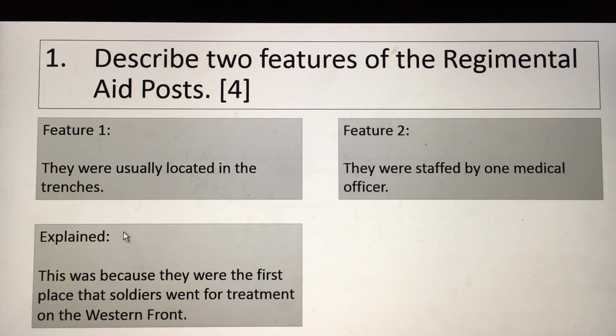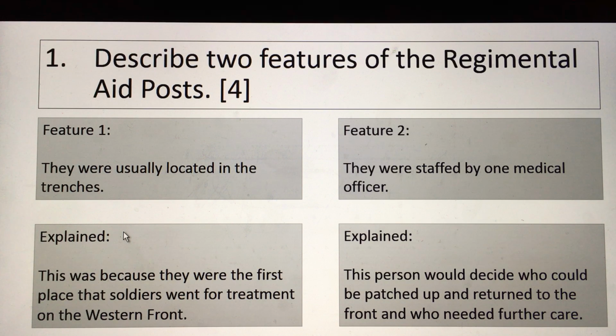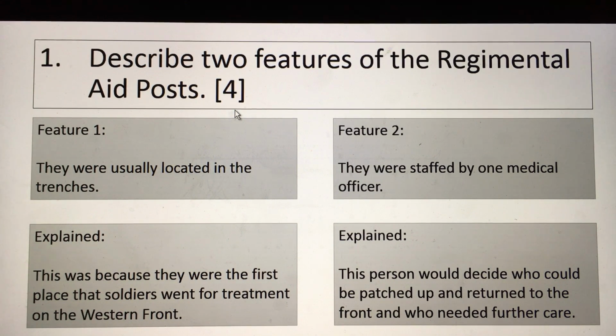Here's another example. So they were staffed by 1 medical officer. Feature 2. And that develops a little bit more, explained. This person would decide who could be patched up and returned to the front and who needed further care. So here we've got 1 feature with a little bit of knowledge about it, another feature with another little bit of knowledge about it. That's where your 4 marks for this question come from. Avoid listing 4 features and avoid spending too long developing your knowledge for these features because it is only worth 4 marks. Okay, moving on.